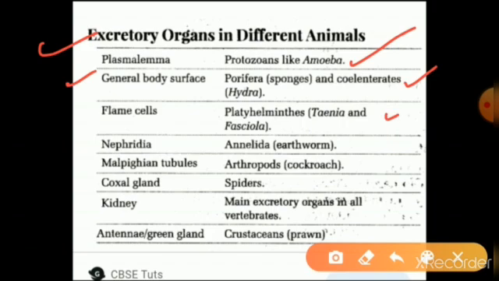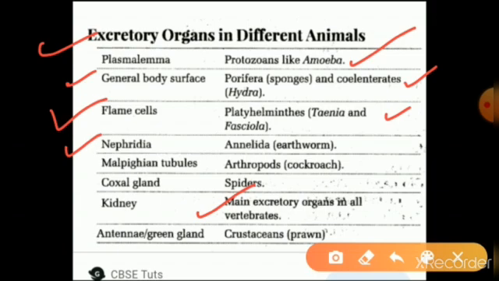In case of platyhelminthes, flatworms, flame cells act as respiratory or excretory organs. In case of earthworm, nephridia are the excretory organ. Malpighian tubules are the excretory organ of arthropods. Coxal glands are the excretory organ of spiders. Kidneys are the excretory organ in all the vertebrates.